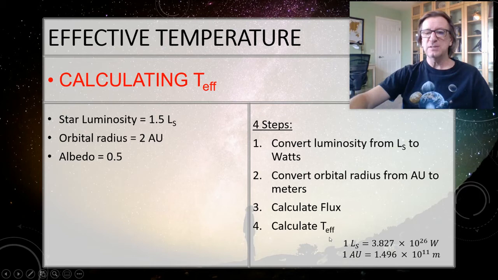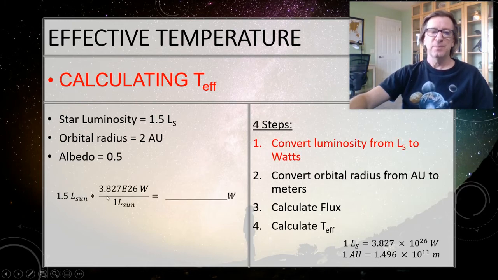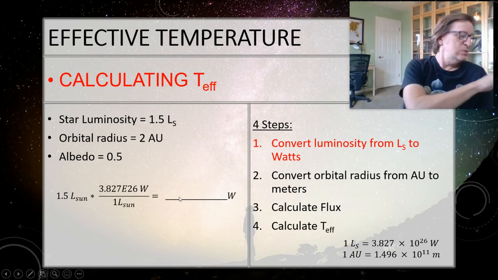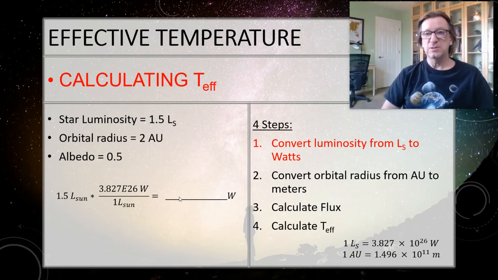All right, here are our constants. These are our conversion factors. These are not equations. They are conversions. They're things that are the same. So 1 solar luminosity is the same as 3.827 E26 watts. 1 AU is 1.496 E11 meters. All right, so first step, let's do our conversions. Here I've got it set up for you, but I want you to go through the math and actually work it out, and let's see what you get. Pause the video, do that now.